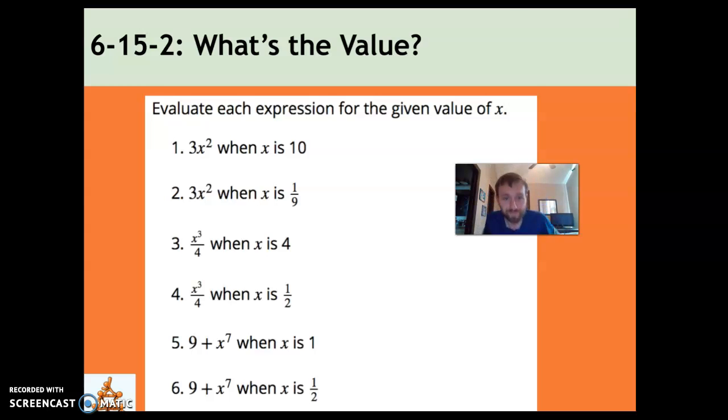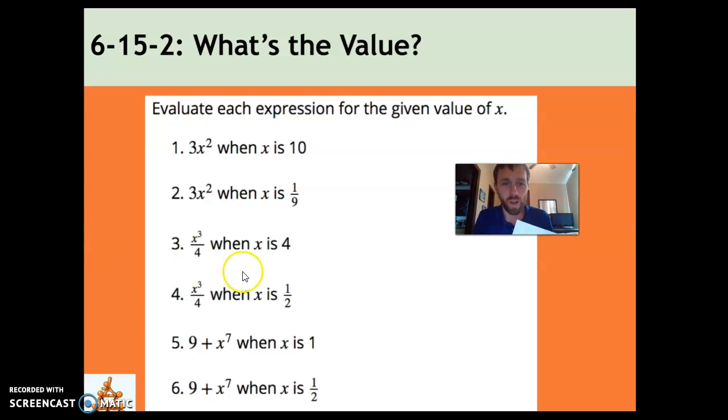All right, so I hope you've had a chance to go through the problems 1 through 6. And I want to just talk to you about them real quick. I did the problems as well. So we're going to start off on number 1.